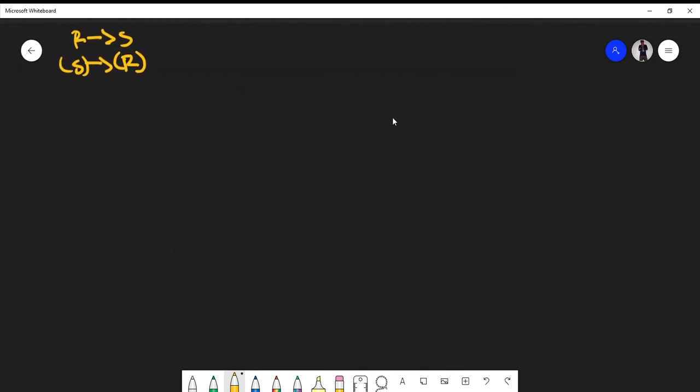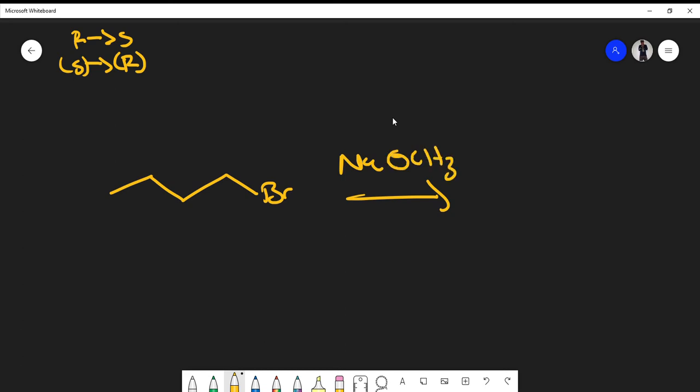How about this one? Well, we know that sodium is positively charged, therefore oxygen is negatively charged. Now, we're dealing with a primary alkyl halide here, so this is your classical SN2 reaction.